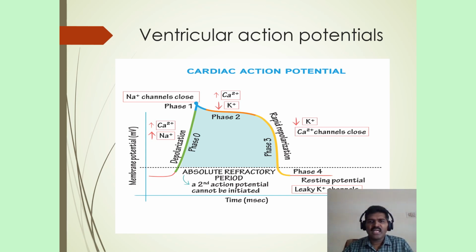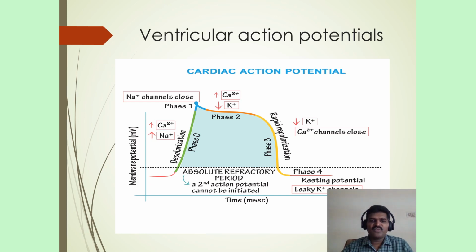And then there is the rapid repolarization phase, which is due to outward currents of the potassium. Now the calcium channels are closed, so the potential falls back to resting potential, which is phase 3. And then the resting membrane potential is the phase 4. It is caused by leaky potassium channels.